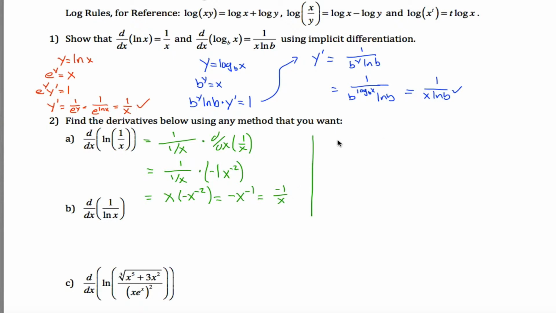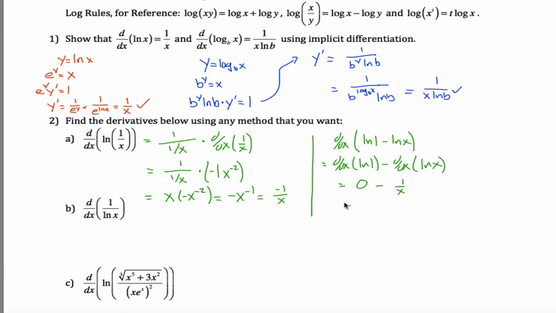Another way you could do this problem is you could say that this is equal to the derivative of the natural log of 1 minus the natural log of x. Haven't done any calculus here. I just noticed that the log of something divided by something is the log of the top minus the log of the bottom. That's this second log rule right here. Natural log of 1, turns out that's 0. You don't even need to know that that's 0 because that's just a constant. So it's the derivative of this constant, the natural log of 1, minus the derivative of the natural log of x. So it's 0 minus the derivative of natural log of x, which is 1 over x.